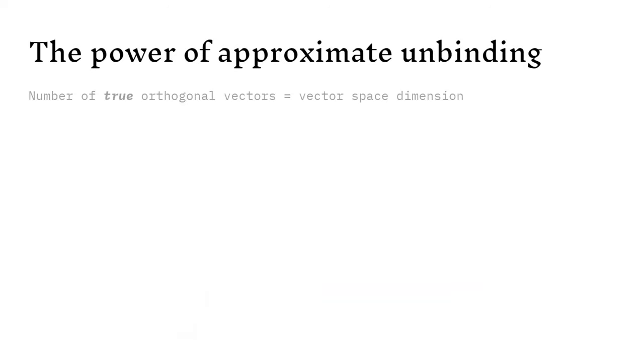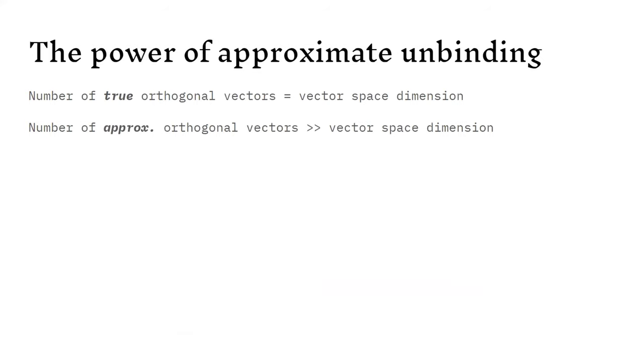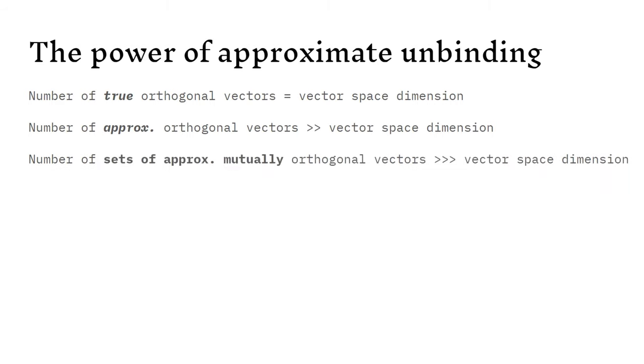So the power of approximate binding lies in the fact that the number of truly orthogonal vectors we can get at one time that are mutually orthogonal is equal to the vector space dimension. The number of approximately orthogonal vectors is much greater than the vector space dimension. And then the number of such sets of approximately mutually orthogonal vectors is even greater than that.